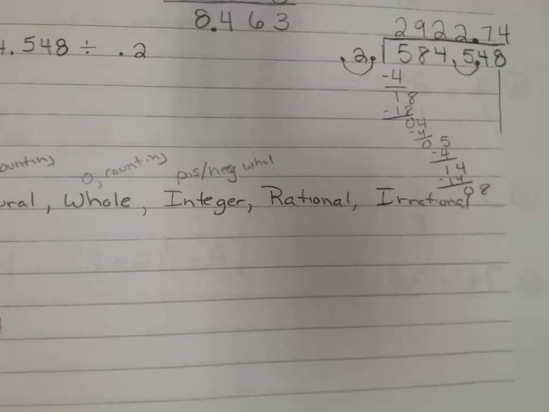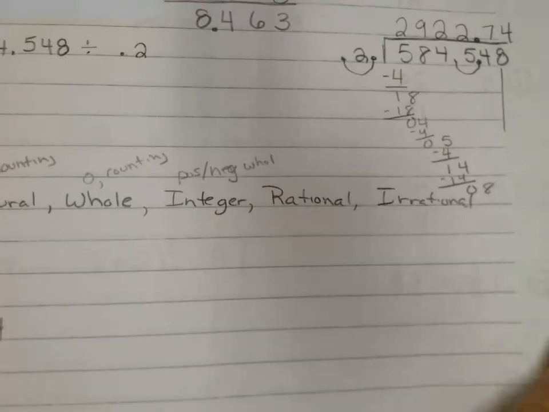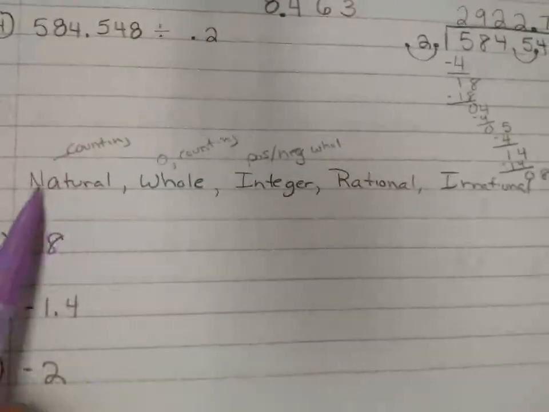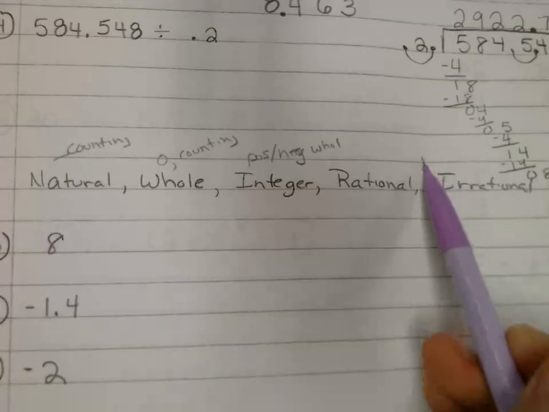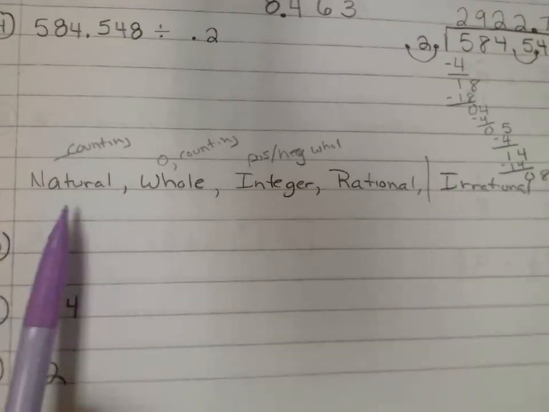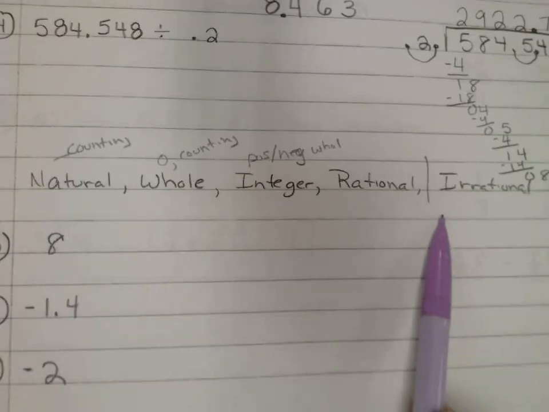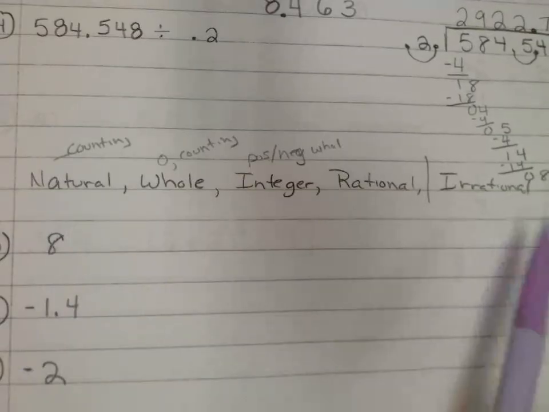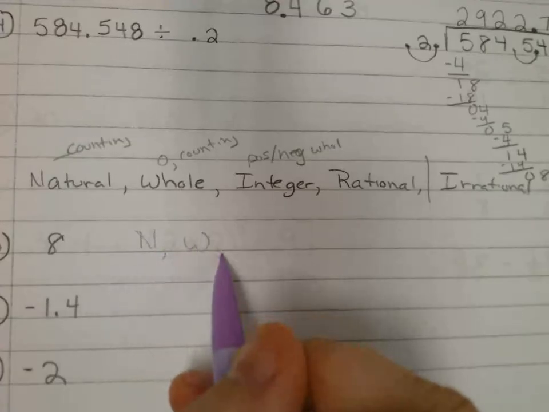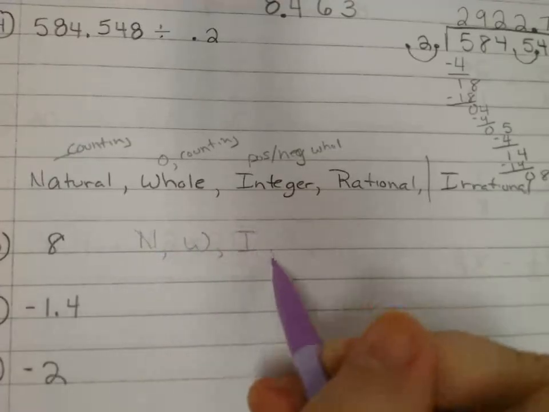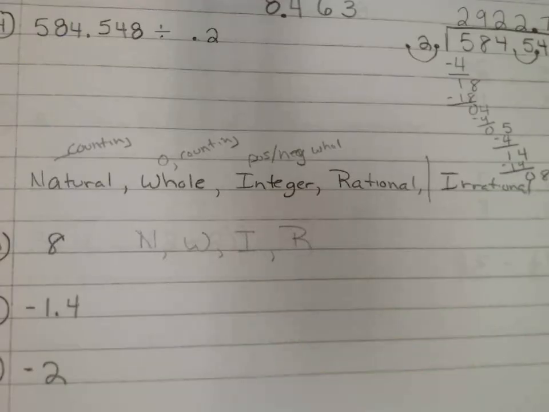So let's look first at 8. So in 8, is 8 a natural number? Yes. So remember our rule was, if it's a natural, it's everything that's below it, except for irrational. So it would be a natural number, it would be whole, it would be integer, it would be rational.